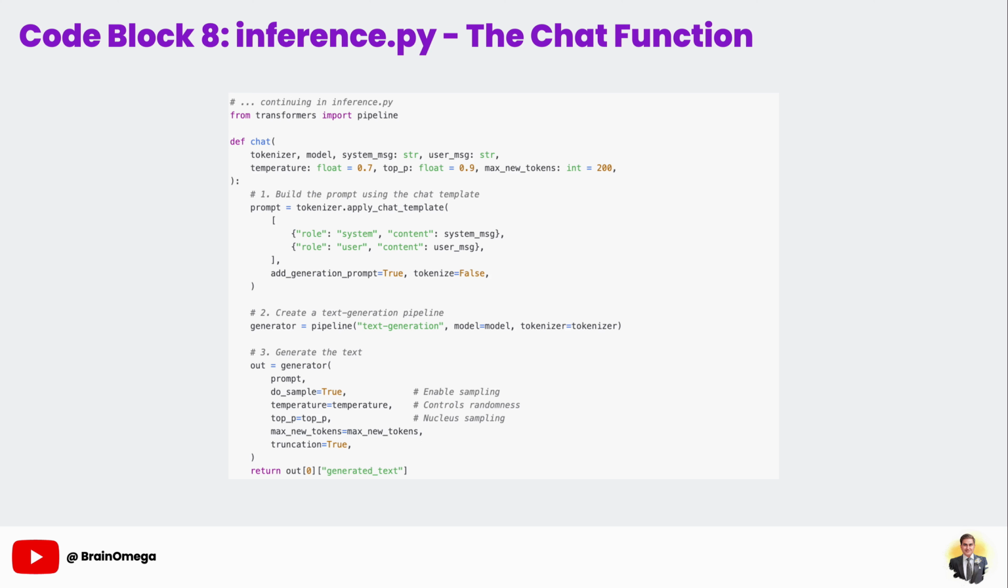We pass in several parameters to control the generation process. do_sample equals true tells the model to use sampling instead of just greedily picking the most likely next token, which makes the output more creative. Temperature controls the randomness. A higher value means more random, a lower value means more deterministic, and top_p enables nucleus sampling, another advanced sampling technique. The pipeline handles the rest, and we simply return the generated text from the output.